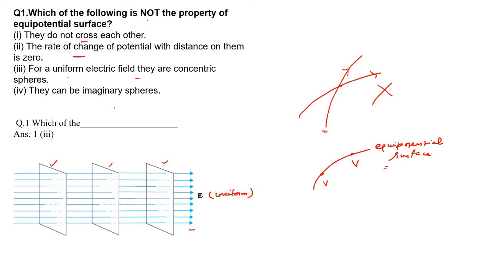Therefore, this is not the property, and this will be the correct answer, because we have to give the answer which is not the property of the equipotential surface. The answer should be not the property. So option 3 is correct. Of course, you don't have to check for option 4 because it is only one option. We have to choose which of the following is not the property. Therefore, option 3 is correct. So the given answer, official key also for question 1, option 3 is the correct answer.